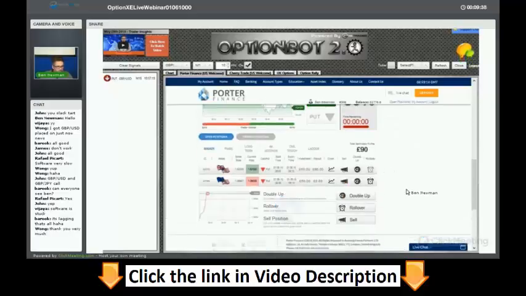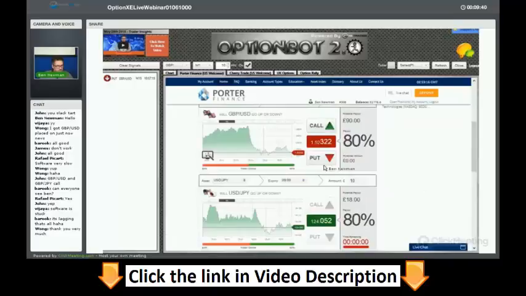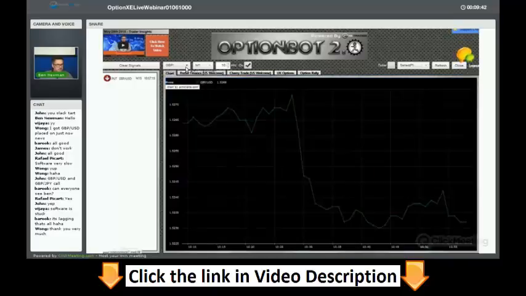The euro USD here has bounced up quite a lot now. The euro's picked up quite a lot, but let's just go back to our chart here. Euro USD.